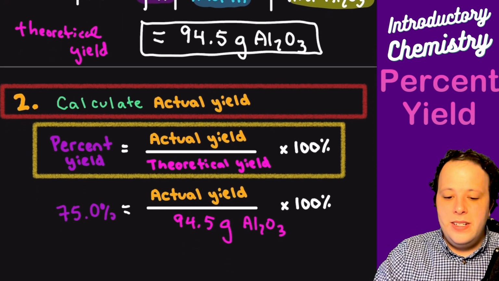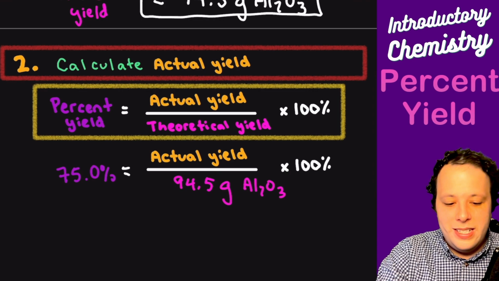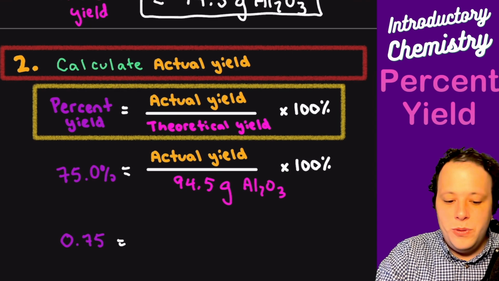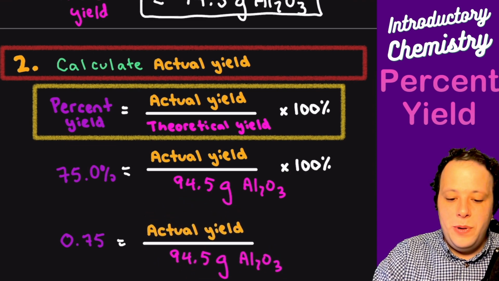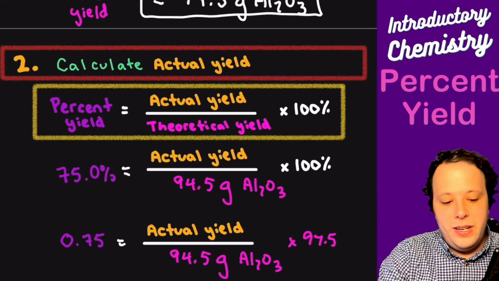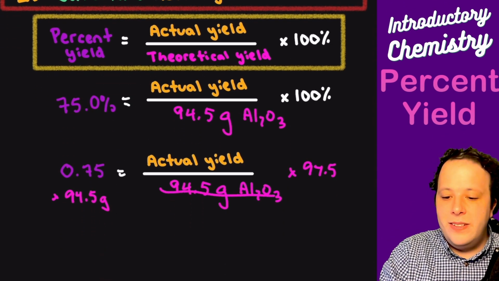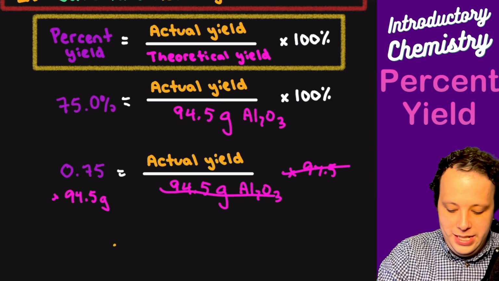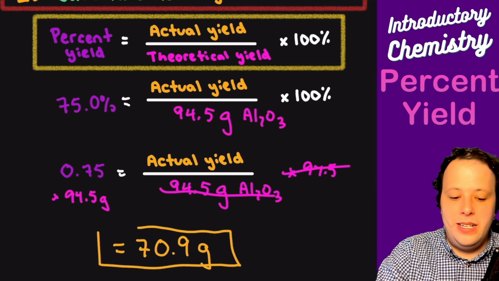So the first thing we're going to do is move the 100% to the other side. And what we'll quickly get is, all right, 75 divided by 100, we'll get 0.75. And that's going to be equal to our actual divided by our theoretical. And then we will multiply both sides by 94.5, so that way we get that number by itself. They cancel out. And then what we will have for our actual yield is 70.9 grams. That is how much they actually got in lab.